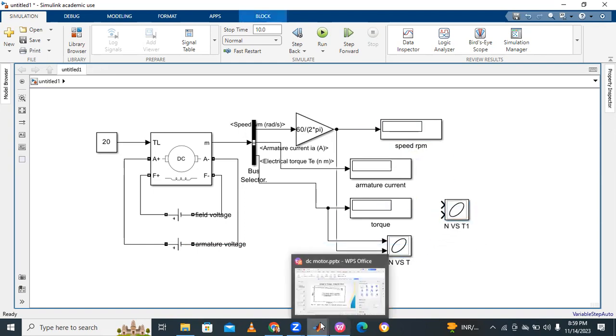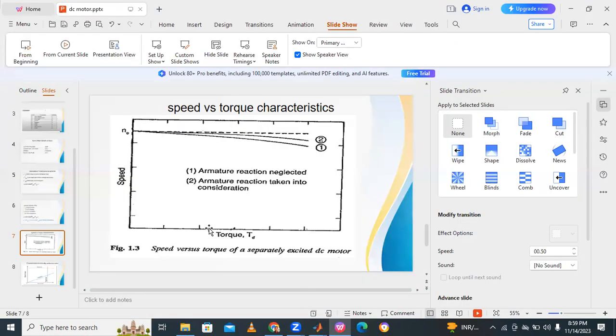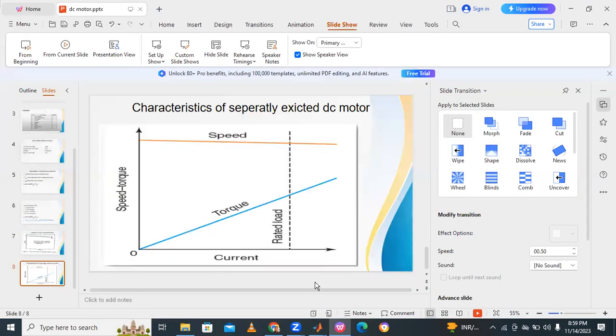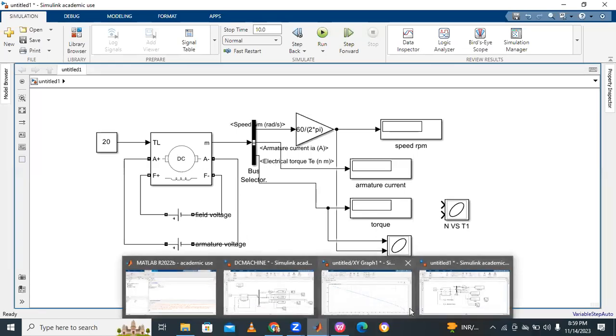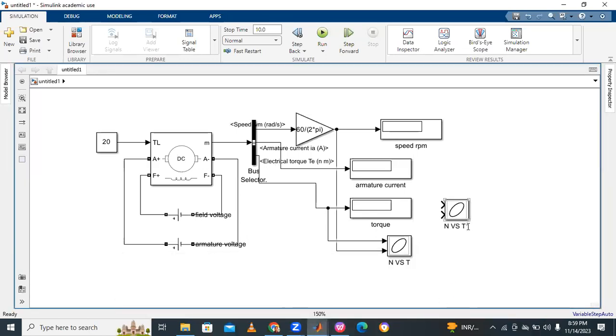The next characteristics are speed versus current. Here, speed versus armature current characteristics. So connect the Y-axis to speed, and the X-axis to current. Y-axis is called speed, X-axis is called current.